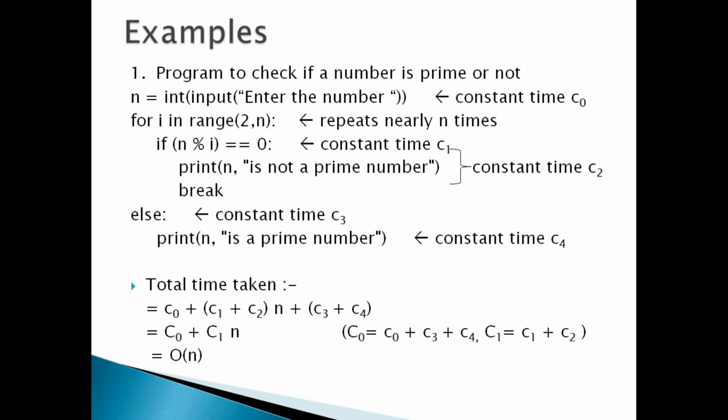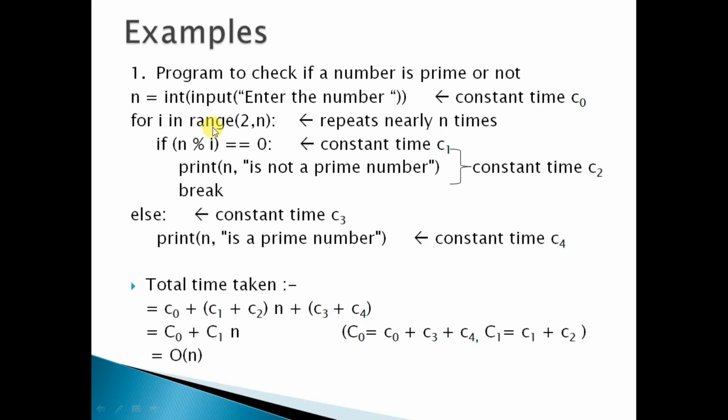Now let us see some examples. All the things that you have learned till now will be used here, and all those terms will be clear to you through these examples. First, we have taken the question of checking a number for prime. This is the program to check a number for prime. This is the first statement where you input the value. It is a single statement, so it will require a constant time, call it C0.